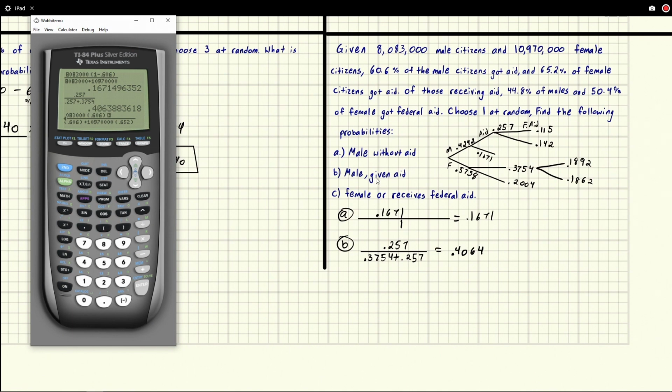Because remember, they have to fulfill the given aid requirement. So it wouldn't matter if you just put males here, they would not fulfill the given aid requirement. You would be breaking it. You'd be including males that didn't get aid, but you're told that they were given aid. So I think the given is the most confusing part.